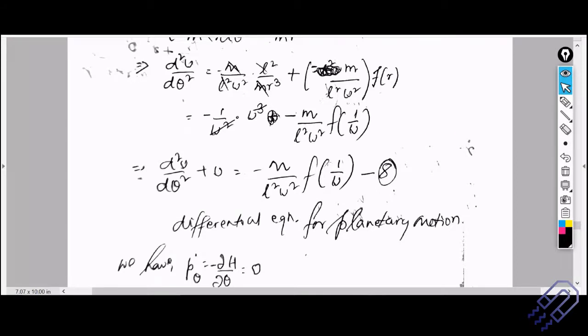This is the equation which we derived when we derived Kepler's first law also. So this is just a repetition, put in the form of a question rather. So this is the differential equation for planetary motion. If I ask you to derive the differential equation of planetary motion, you can take this as a revision. You can directly use this also.